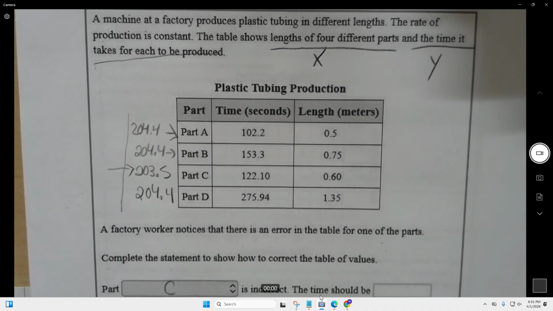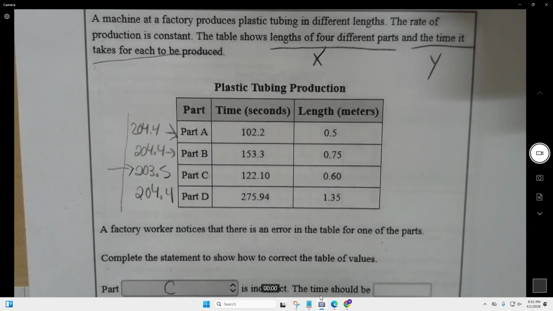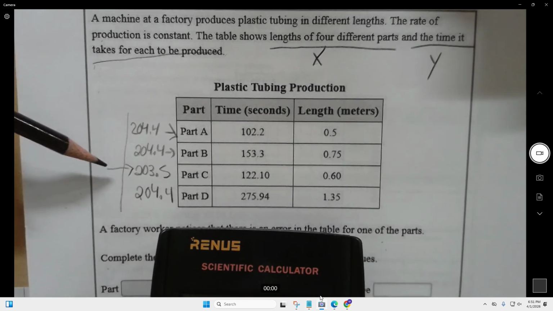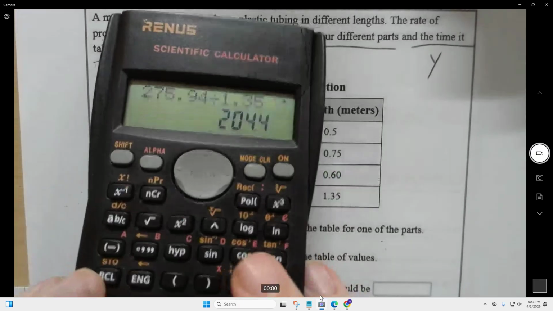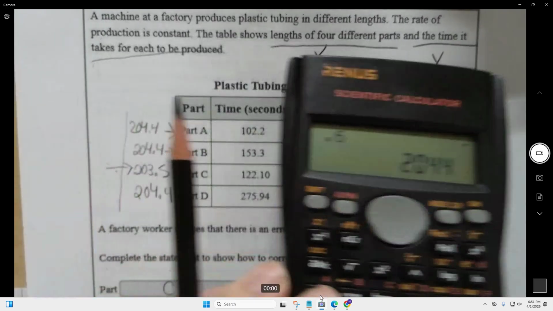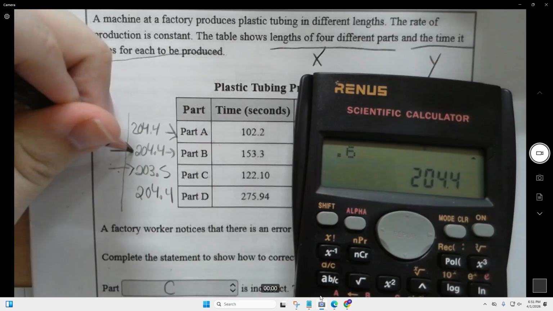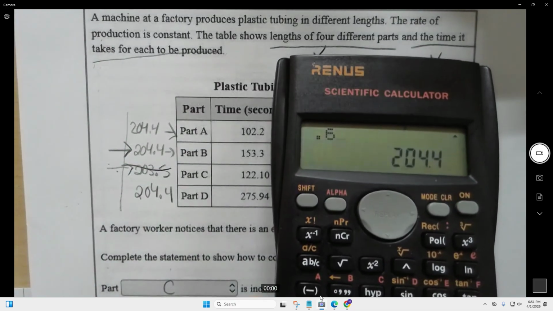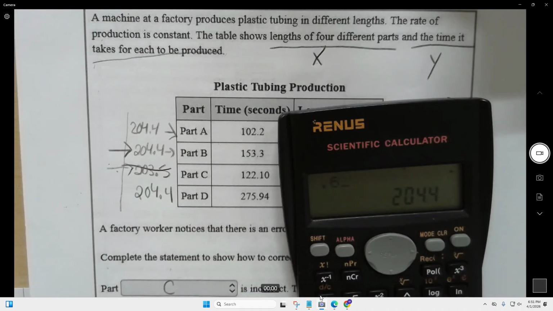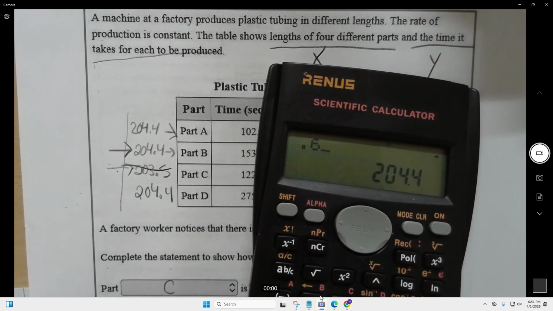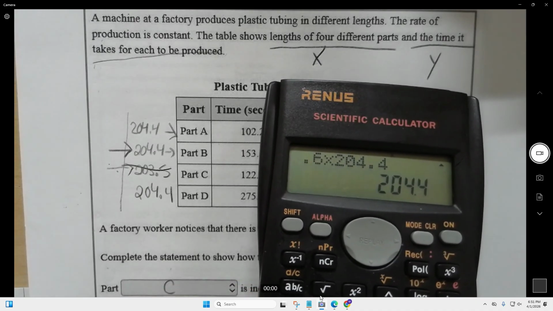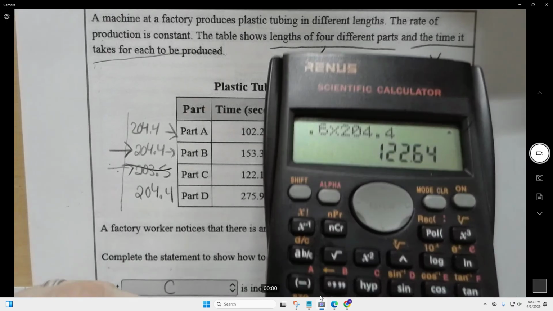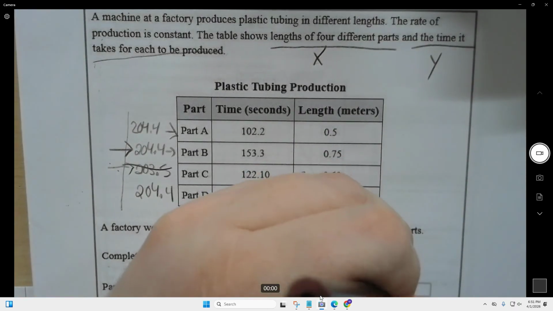Now it says the time should be blank seconds. So if you have a ratio of 203.5 seconds per meter for 0.6 meters, I'm sorry, the actual constant is 204.4. This is the wrong constant. To find 0.6 meters, you have to multiply 0.6 by 204.4, because that is your constant of proportionality. The answer is 122.64.